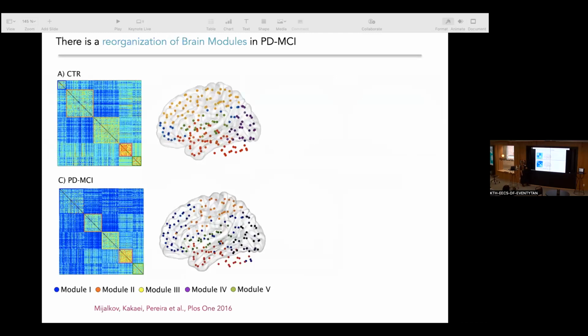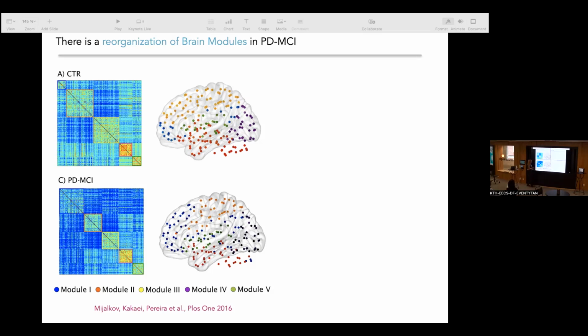In another study, we were also interested in seeing whether the brain modules were affected in Parkinson patients with MCI. And although they had the exact same number of modules compared to controls, we could see that they were slightly disorganized. So there was the default network here in blue, which was really, really large. There were some nodes of the cerebellar network that were also part of the default mode network and other regions in between. So there was some reorganization.